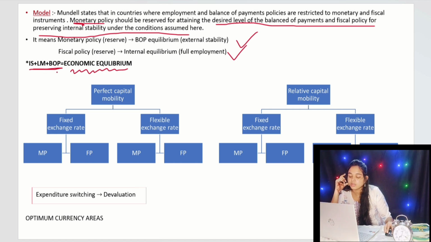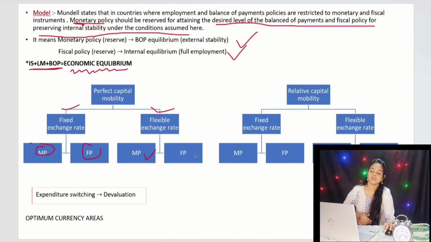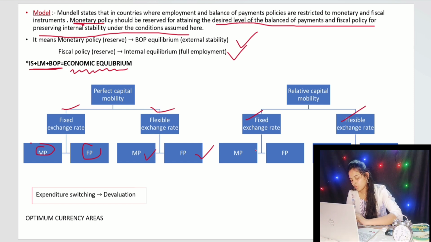Capital mobility. So it happens in two situations. One is fixed exchange rate system and second one is flexible exchange rate system. So in fixed exchange rate system, there are two policies: one is monetary and fiscal, and flexible is the same, monetary and fiscal. And relative capital mobility has two exchange rate systems, one is fixed, another is flexible. Similar in case of monetary and fiscal policy, both happen in fixed exchange rate and flexible exchange rate system.